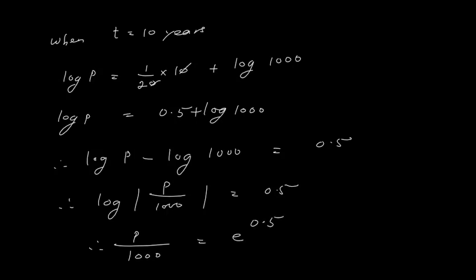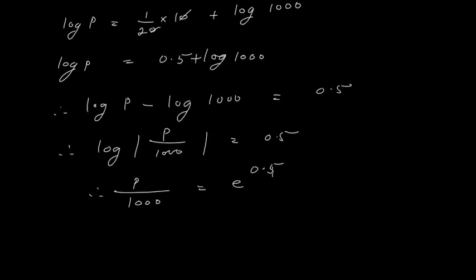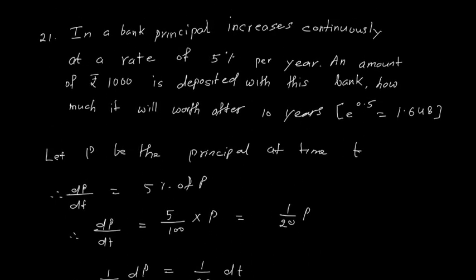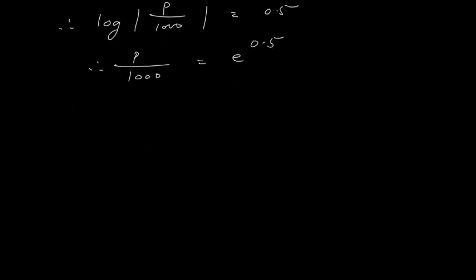This is by using the definition of logarithm, we can convert this log form to exponential form. Why have I converted to exponential form? If you see your problem, e power 0.5 is given as 1.648. So e power 0.5 is equal to 1.648.